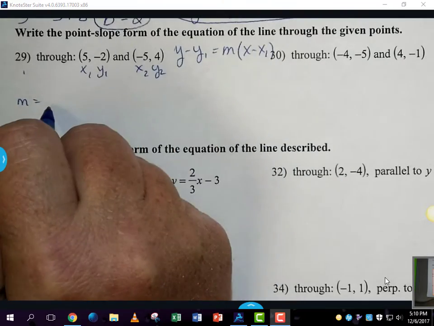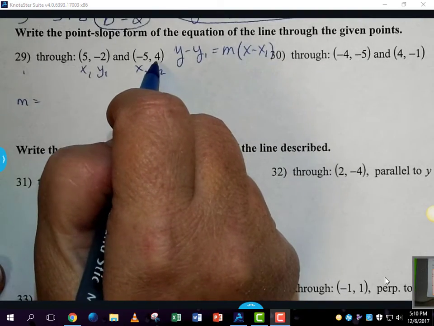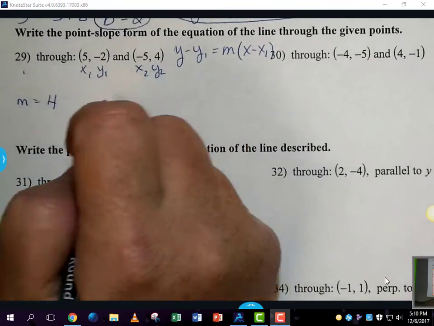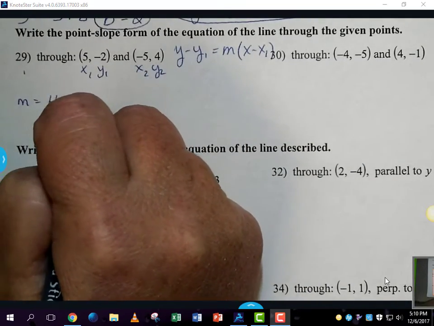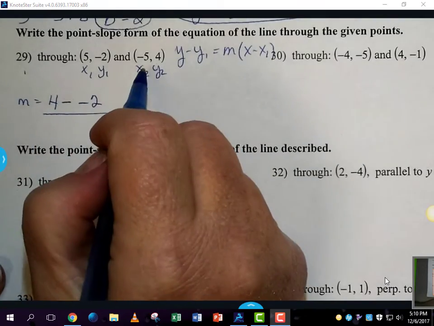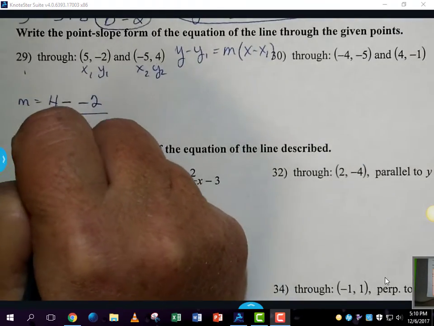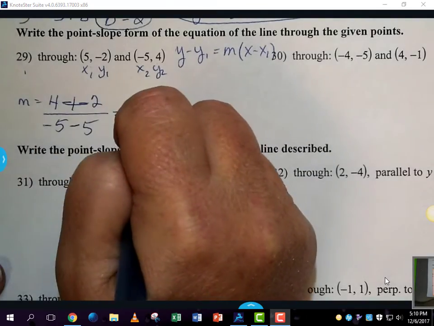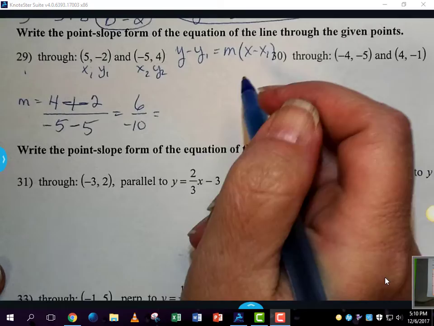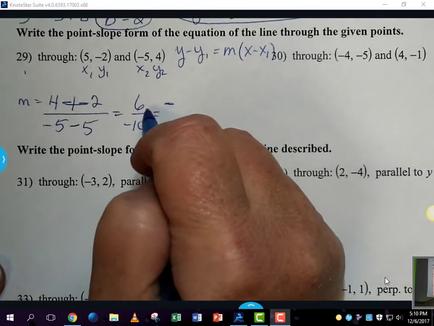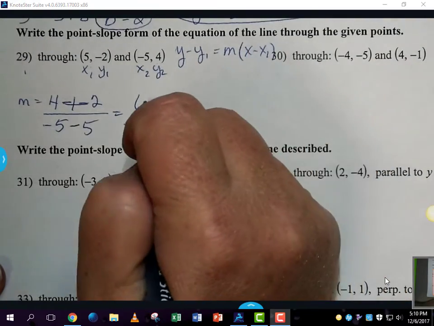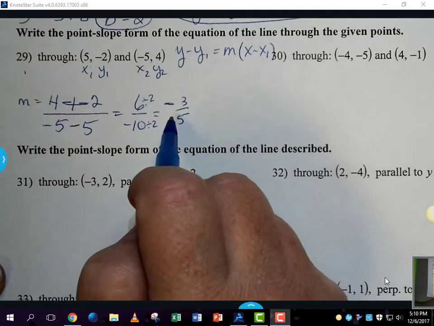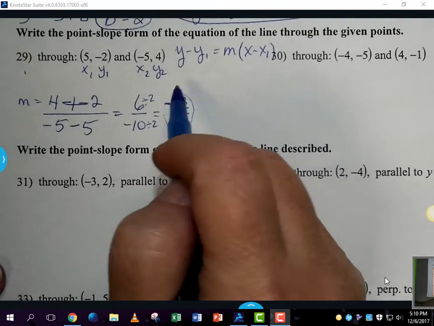Slope is the change in y over the change in x, which is y sub 2 minus y sub 1, divided by x sub 2 minus x sub 1. So I'm going to get 6 over negative 10. I like to have my negative in the numerator, and both of these are divisible by 2. So when I divide both of them by 2, I get 3/5. So my slope is negative 3/5.